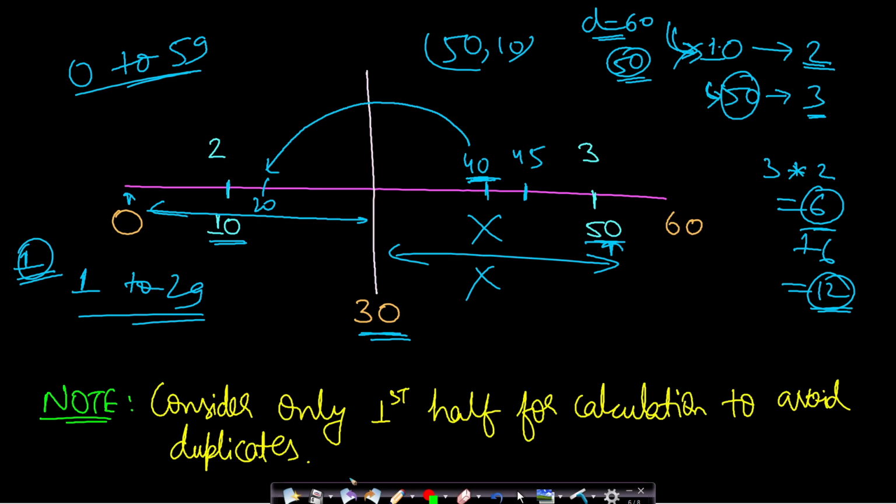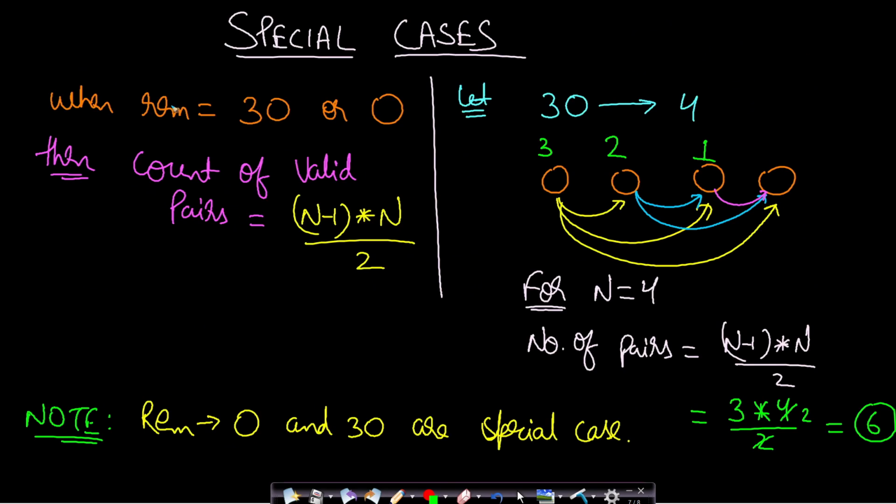Now let us see the second problem, which was the special case of counting the number of pairs with 0 and 30. In this special case, when our remainder is equal to 30 or 0, the count of valid pairs will always be n into n minus 1 by 2, where n is the count of the number of remainders of 30 or 0. Let's take an example.